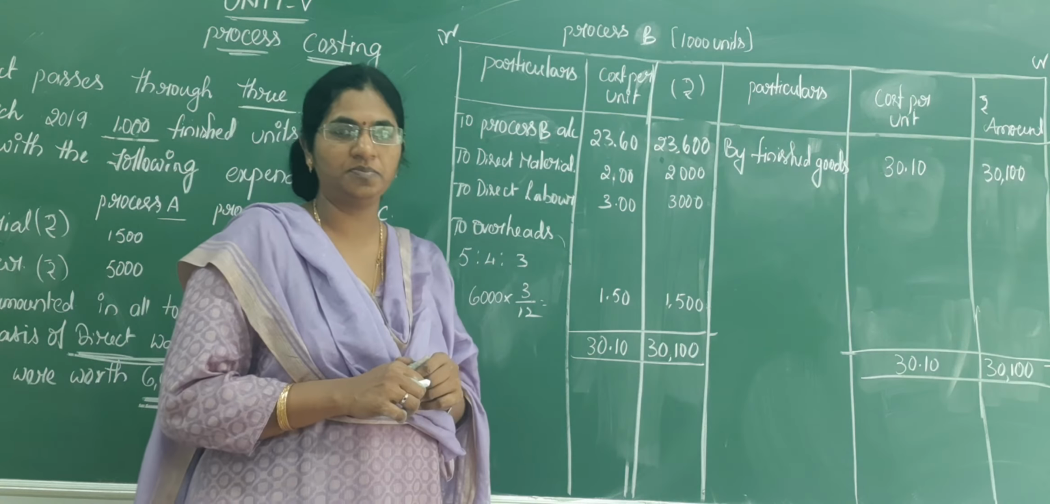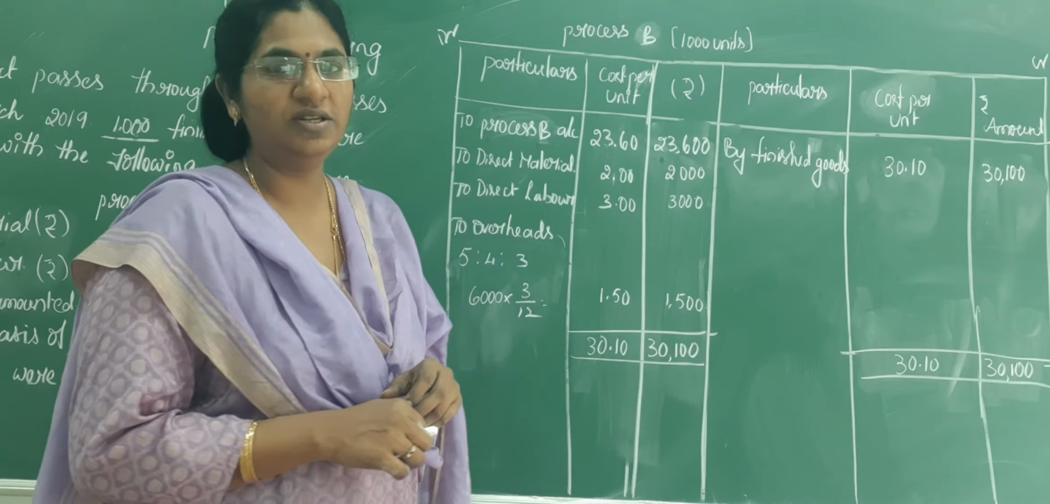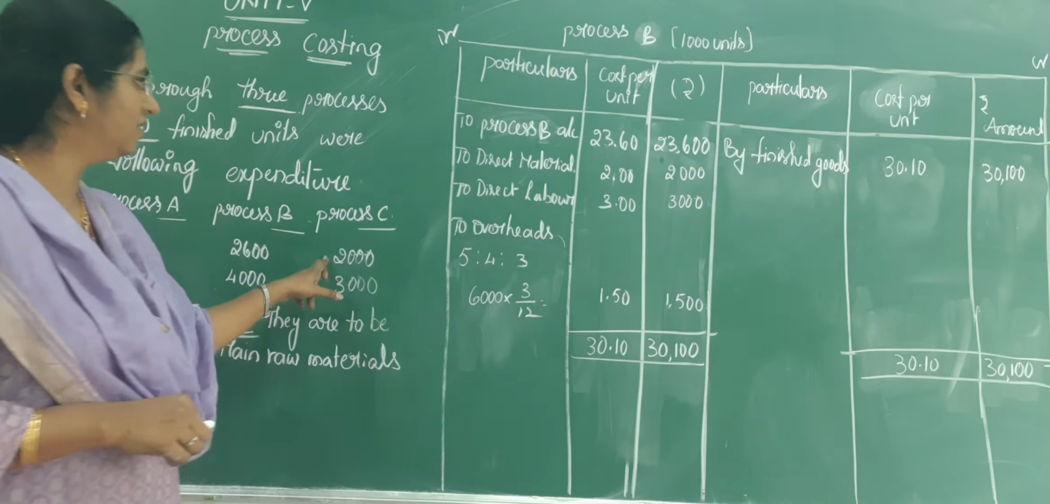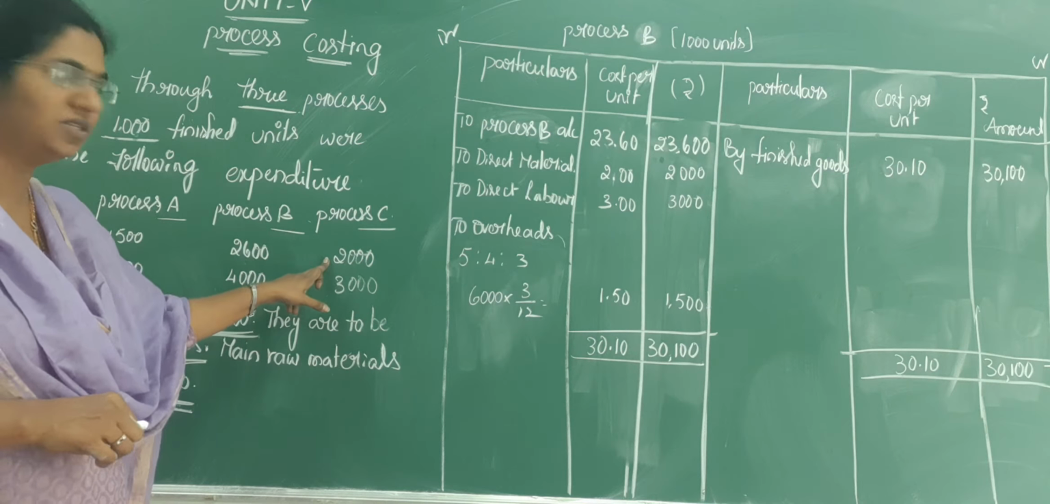Very good. Now let us focus on the materials, direct materials. Direct material for process C is 2,000 rupees.